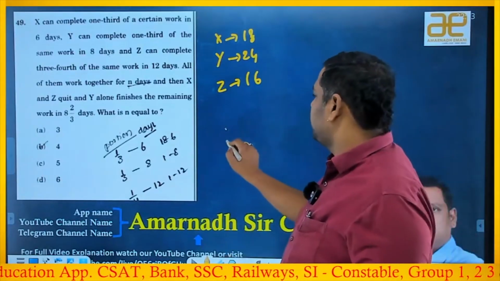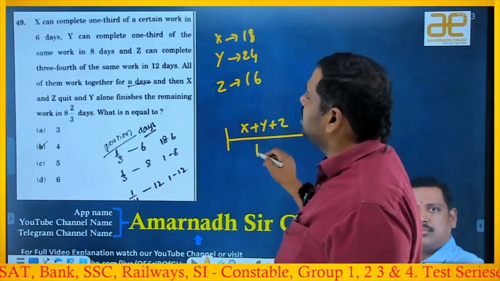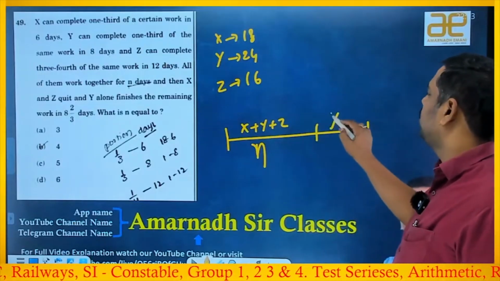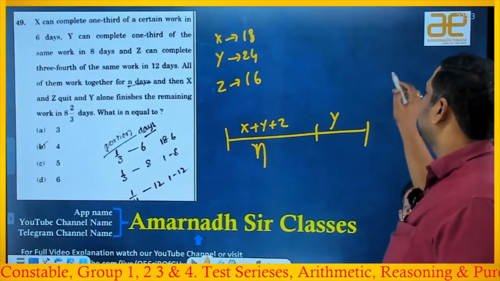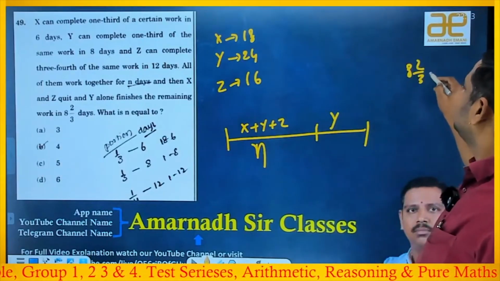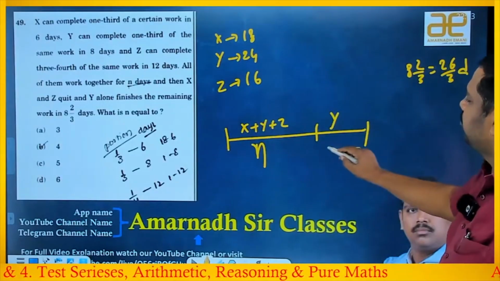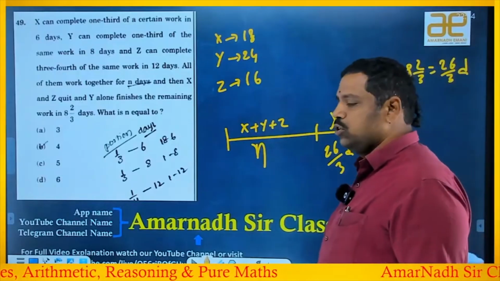Okay. All of them work together for n days. That is X plus Y plus Z, working for how many days? N days. And then X and Z quit. So now who is working? Only Y. Y alone finishes the remaining work in 8 2 by 3 days. I don't like 8 2 by 3. Convert. So 3 8s are 24 plus 2, 26 by 3 days. Okay. So he's asking for n.